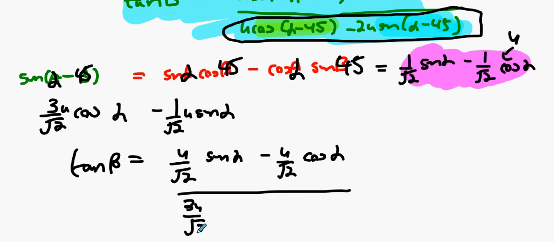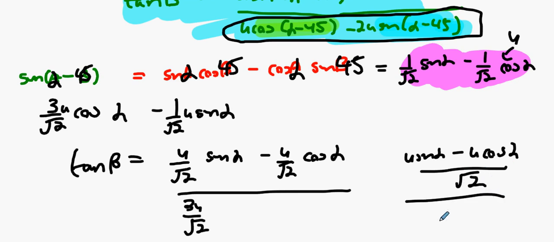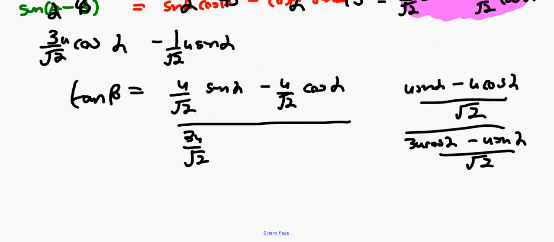You know what? I'm going to get some common denominators. So it's going to be u sine alpha minus u cos alpha all over root 2. And then on the bottom, you're going to have 3u cos alpha minus u sine alpha all over root 2. Now I'm smiling because I know I have it. All right. Everybody cool with that?